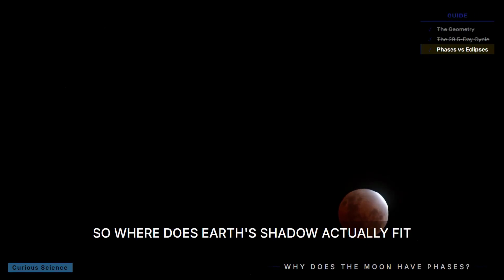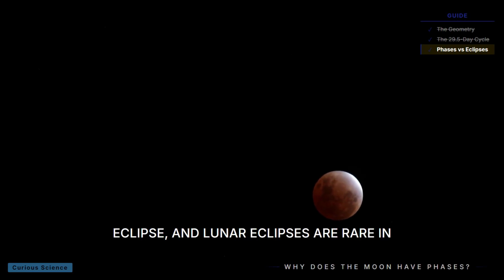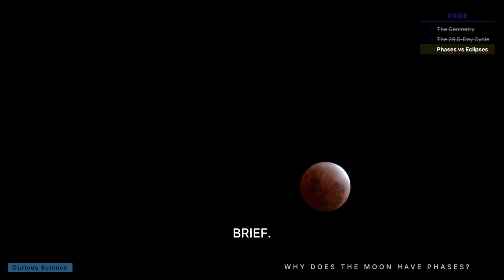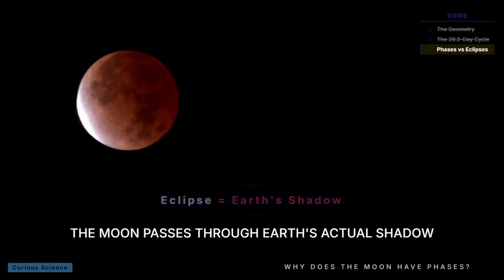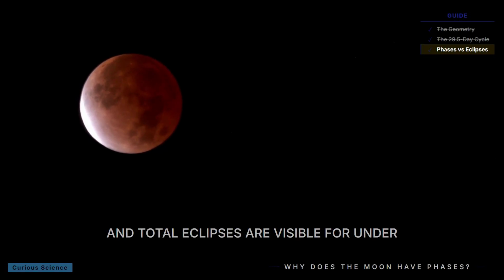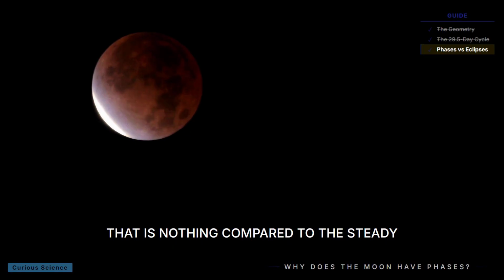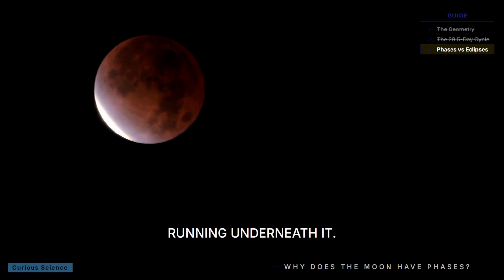So where does Earth's shadow actually fit in? It fits, but only during a lunar eclipse, and lunar eclipses are rare and brief. About 2 to 4 times per year, the moon passes through Earth's actual shadow cone. The whole event takes a few hours, and total eclipses are visible for under 2 hours. That is nothing compared to the steady 29.5-day phase cycle running underneath it.